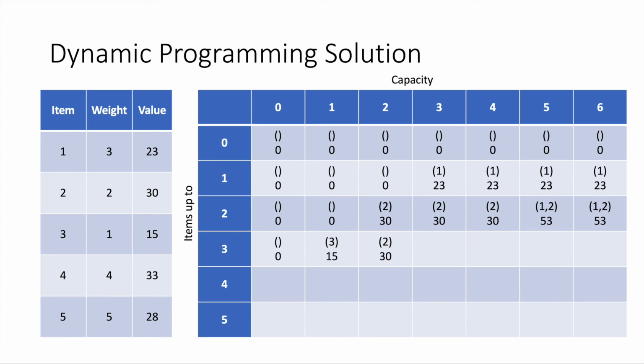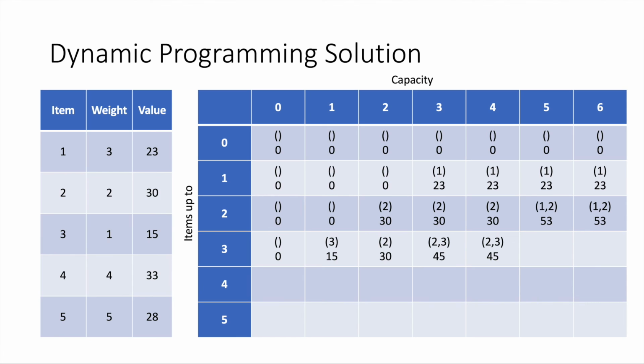For capacity 3, including item 3 would leave 2 leftover capacity, and the optimal set for up to 2 items with 2 capacity is the set 2. And so the set 2, including item 3 in this, would be 2 and 3, which would have a value of 45, which is better than the optimal set for up to 2 items for capacity 3. So the optimal set for up to 3 items for capacity 3 is the set 2, 3 with value 45. The same comparison is done for capacity 4 and we resolve to the same set.